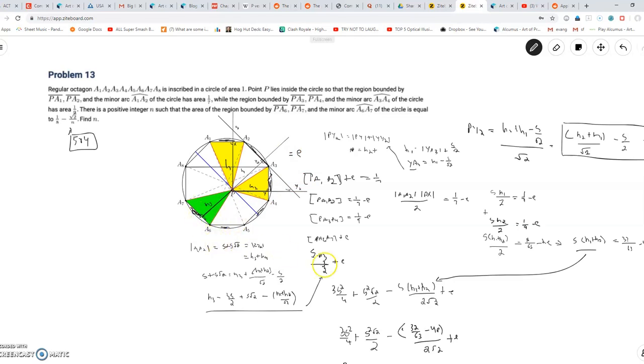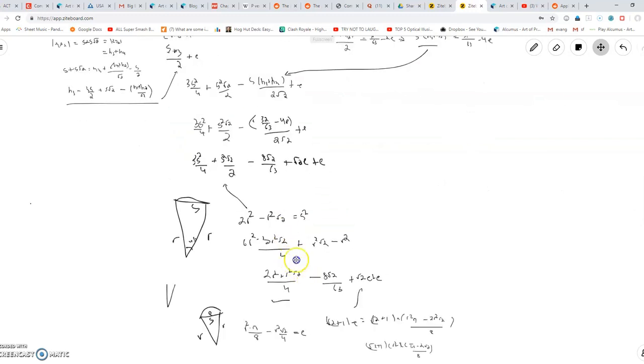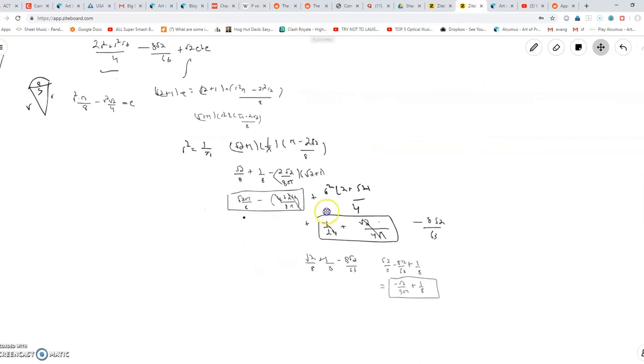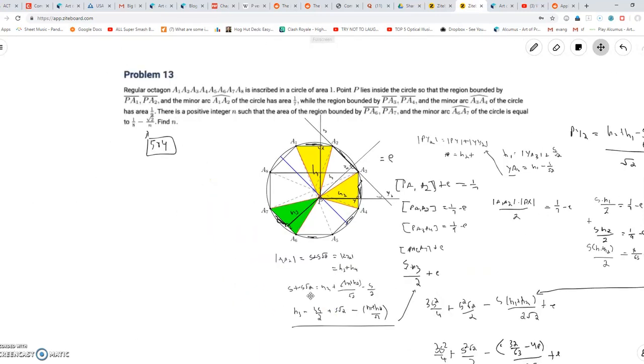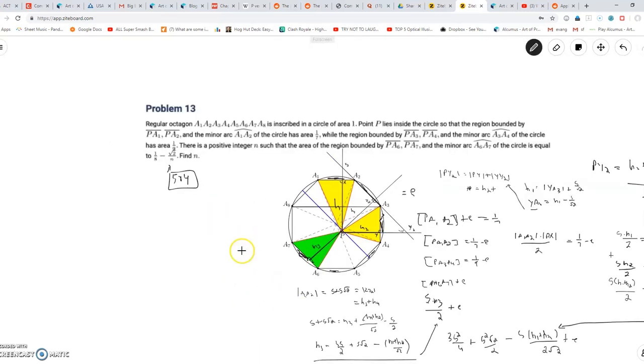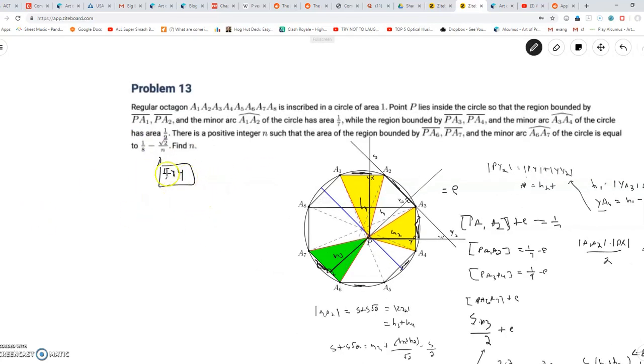We added that to E. That was a long computation, but it simplified very nicely, and we were left with 1 over 8 minus the square root of 2 over 504, which is the answer we wanted. And so our answer is 504, and we are done.